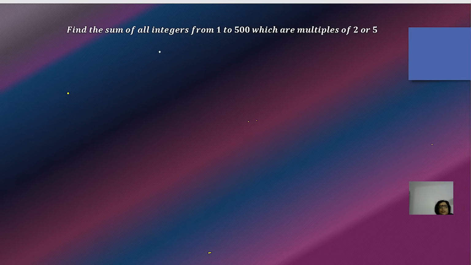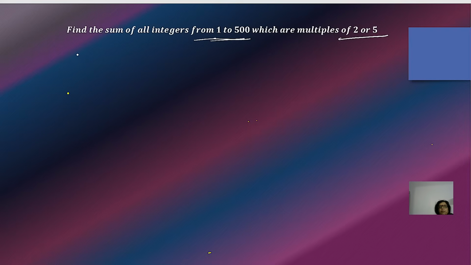The next question is find the sum of all integers from 1 to 500 which are multiples of 2 or 5. So here in this question we need to be careful about this word, from 1 to 500. That means 1 and 500 are inclusive if they satisfy the condition of the question. Which are multiples of 2 or 5. That is, they can be either multiples of 2 or multiples of 5 or they can be multiples of both. So this is the meaning of this word over here.